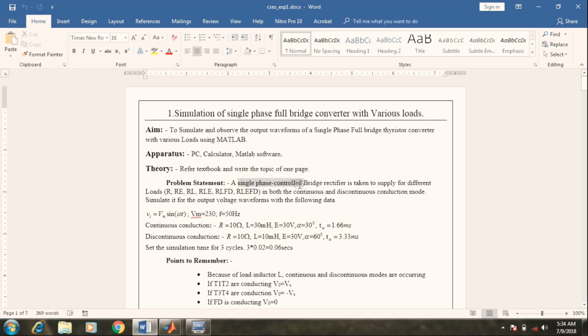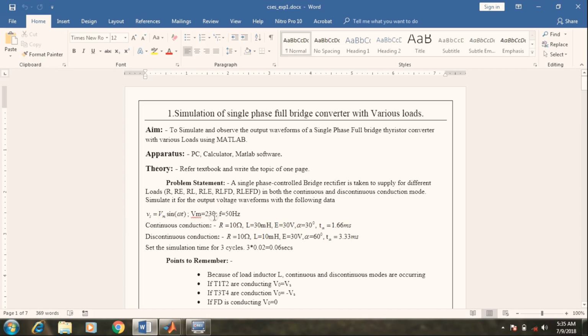So a single phase full bridge rectifier, you can do it for different loads. What are the different loads? We can do it for R type of load, RE, RLE, RL load with freewheeling diode, RLE load with freewheeling diodes. And depending on the L value, we will have two types of modes. What are those two? Continuous mode and discontinuous mode.